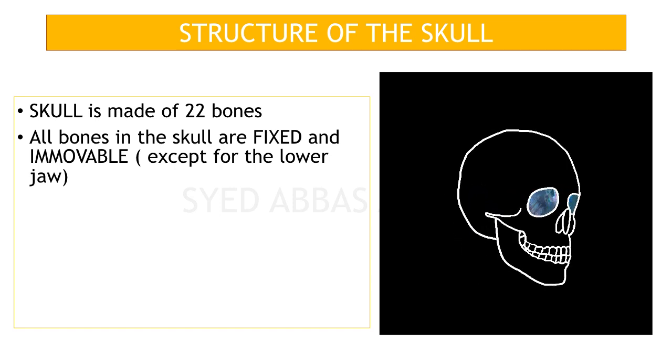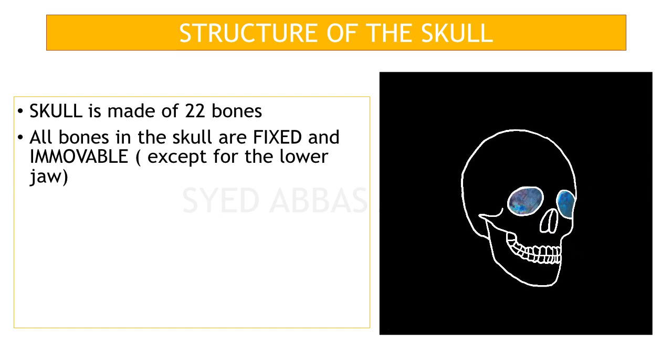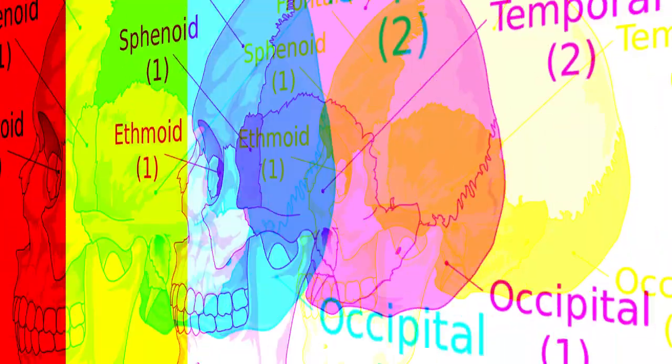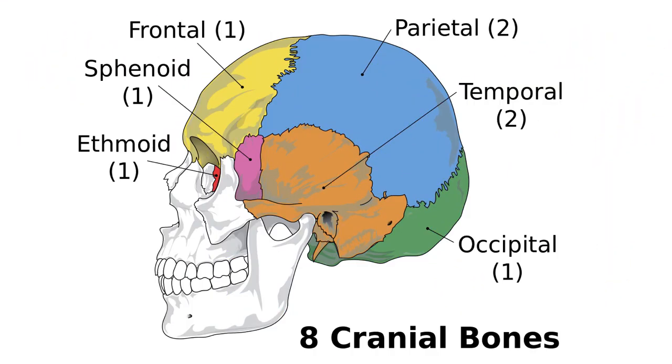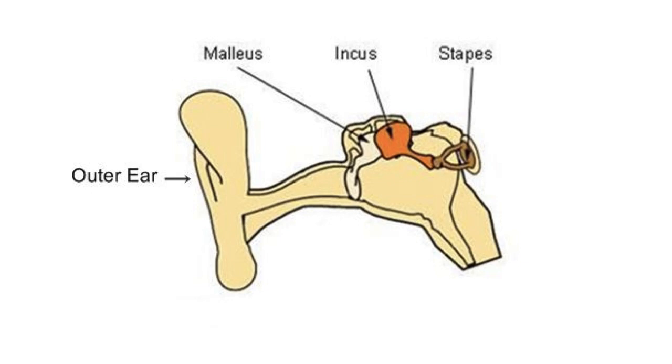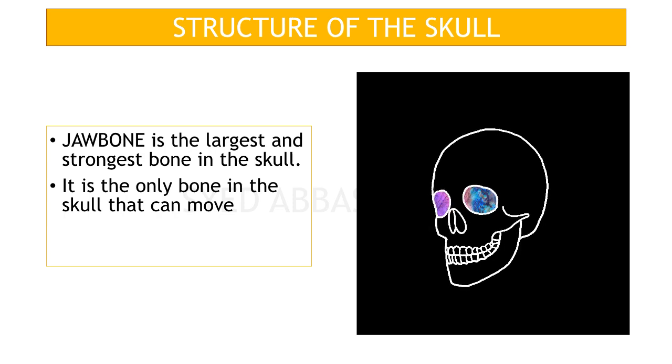All bones in the skull are fixed and immovable except for the lower jaw. The part of the skull which protects the brain consists of 8 bones. However, the face contains 14 bones. In addition, there are 6 small bones in our ears, 3 in each ear.